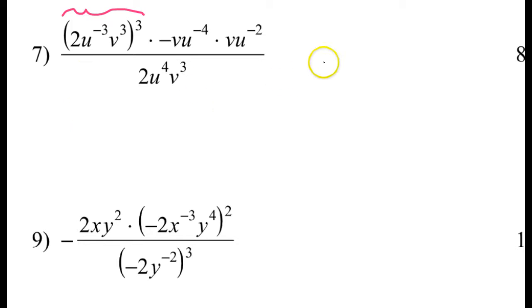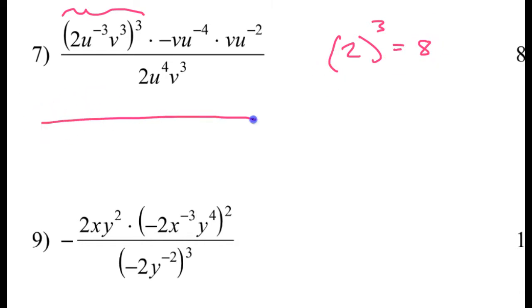Now, when I do 2 to the third power, which of course I need to do, understand that that's going to be 8. So that's why I'm going to have an 8 right here. Now, watch how that's different than what I'm going to do with u to the negative 3 power to the third power. When you raise a power to a power, you multiply. So this is going to be u to the negative 9 power.